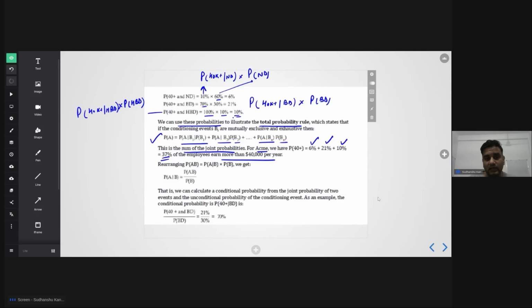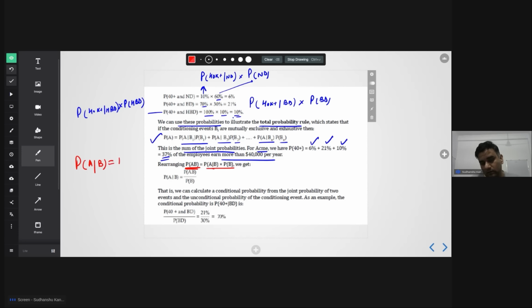Also, you can expand this ahead to conditional probabilities, by rearranging. If I have to find the conditional probability, or rearranging, I need to find the joint probability. So the conditional probability P(A given B) becomes P(A and B) divided by P(B). We can calculate a conditional probability from the joint probability of two events and the unconditional probability, as an example, the conditional probability of 40 plus given BD.